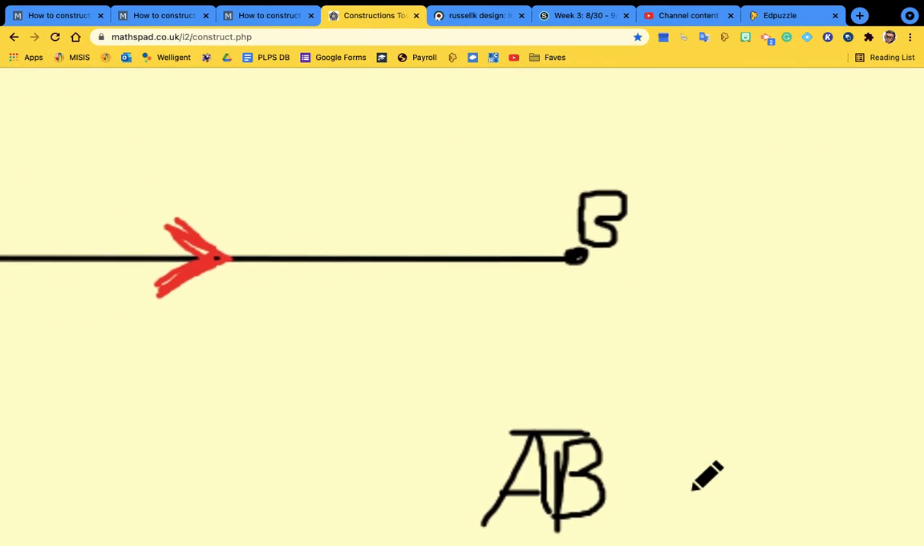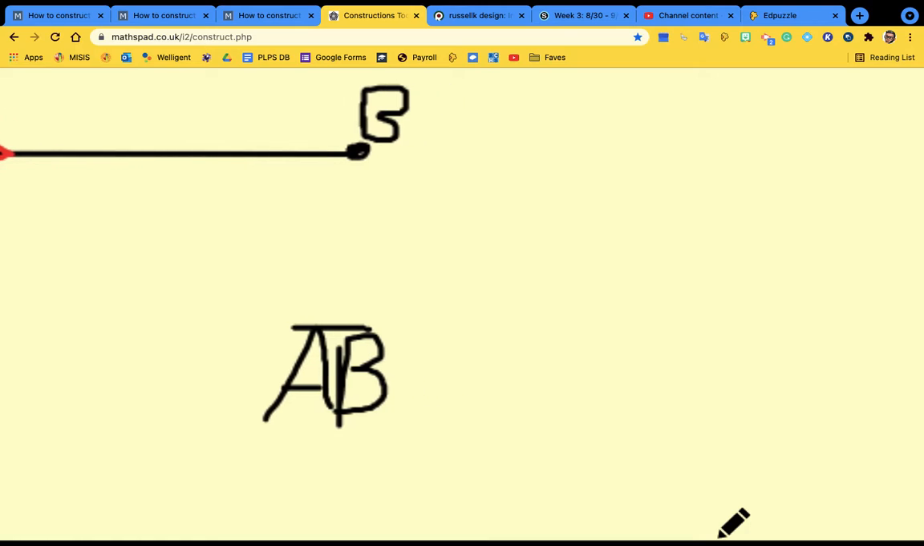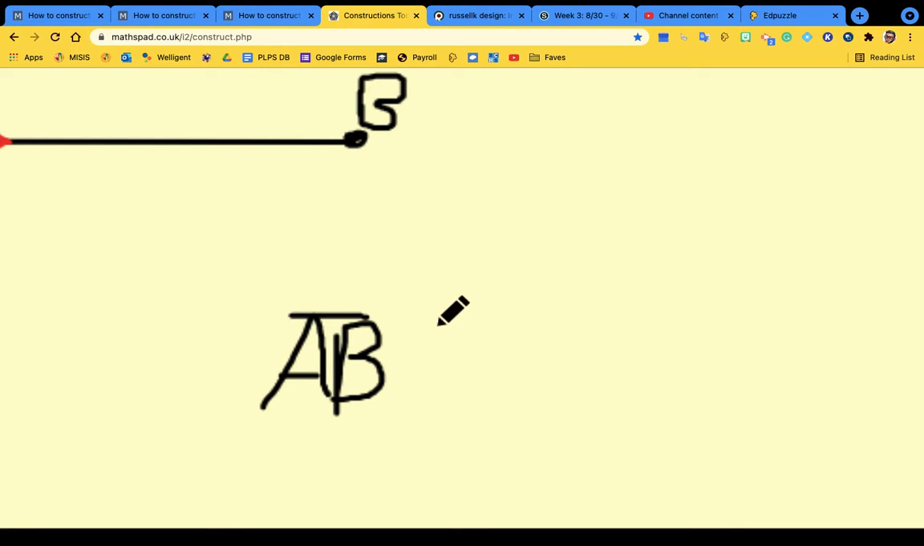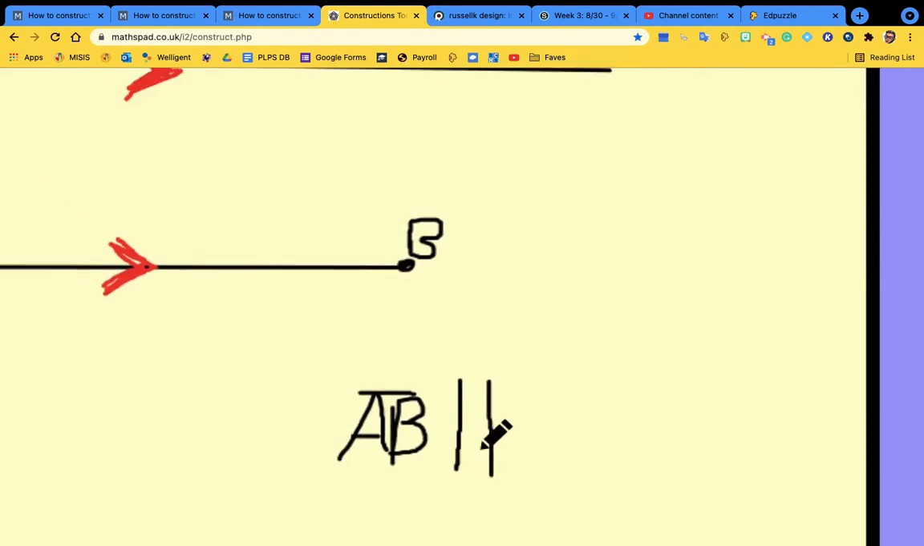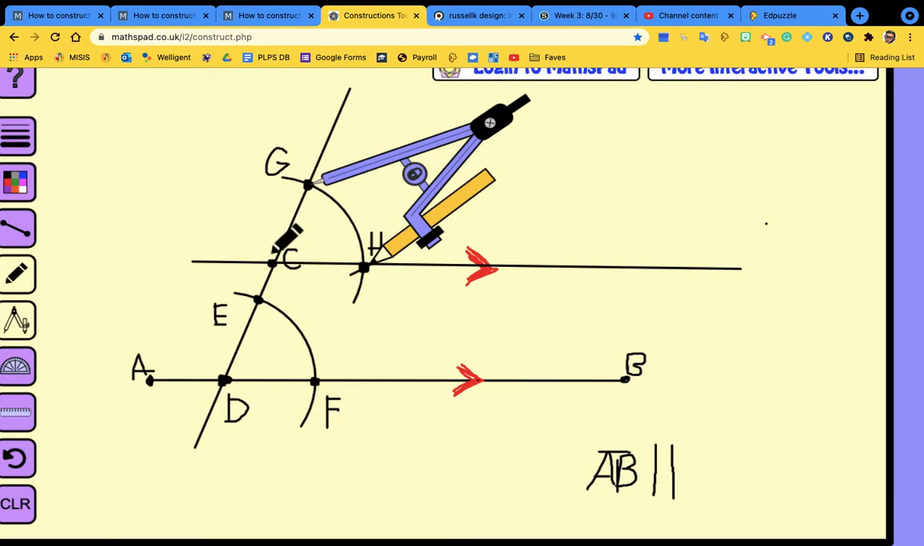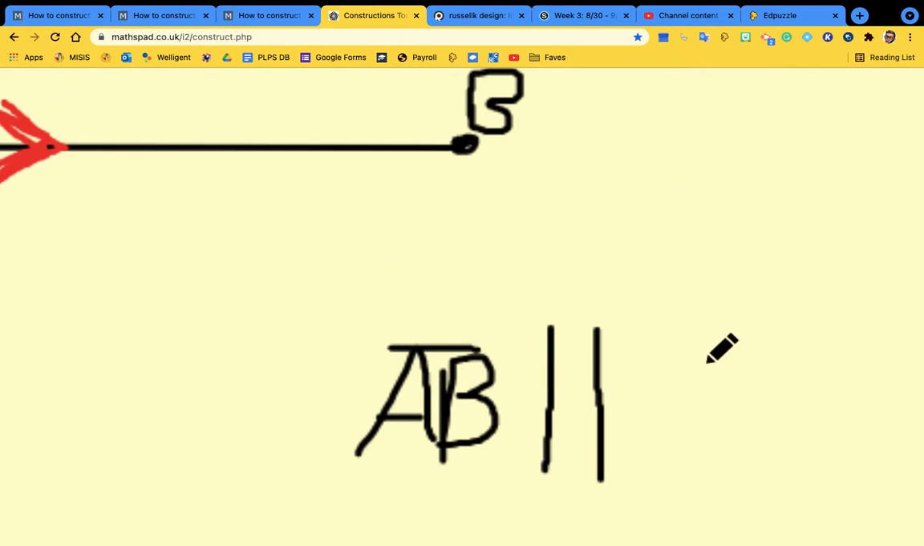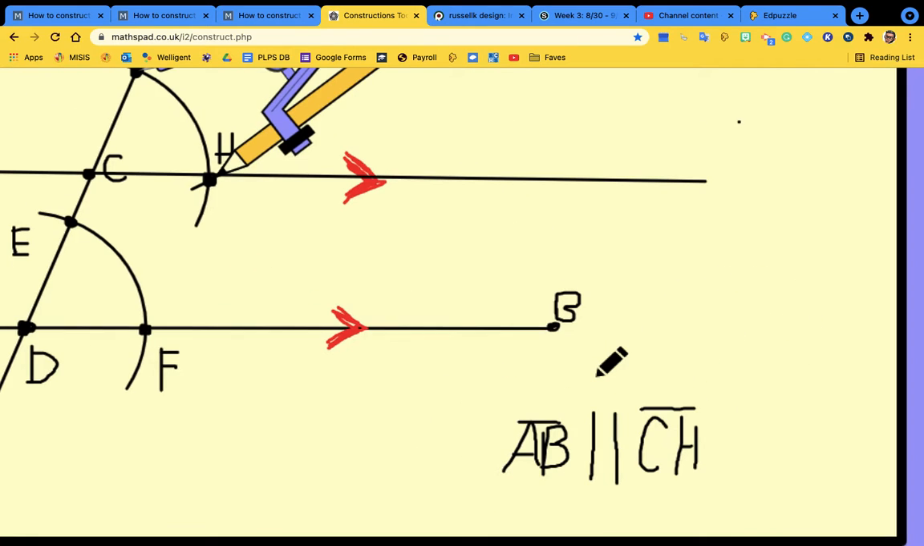And the parallel symbol, remember the perpendicular symbol was an up and down T? The parallel symbol is two long lines like this. Look at that. So AB is parallel to CH. There you go, just like that.